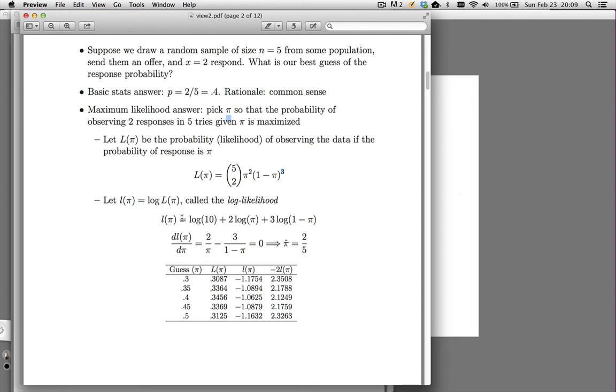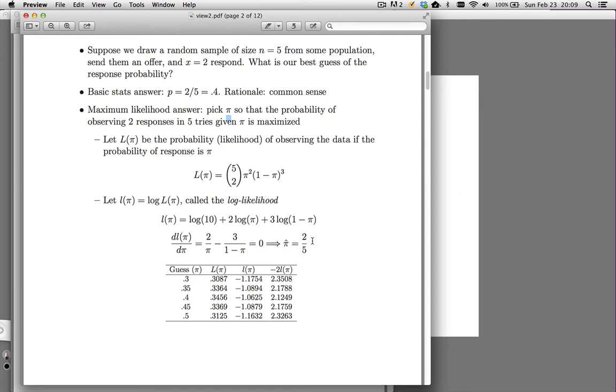Okay, so what's the log of this mess? Well, since we have a product, we can just add them up. So we have log of 5 choose 2, plus, okay, we take the log of that second term, the exponent comes in front, so 2 times the log of pi plus 3 times the log of 1 minus pi. Now we need to find the value where this is maximized. So let's take the derivative. Here's the derivative, you solve it. Lo and behold, you get 2/5.